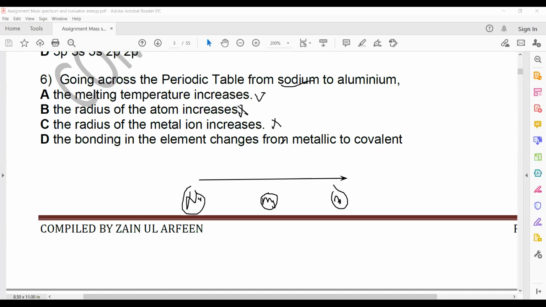The bonding of the element changes from metallic to covalent, that's also wrong. They all have metallic bonds. So what's the right answer? A is the correct answer. Is it clear?